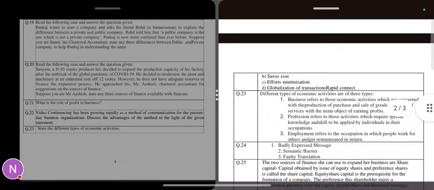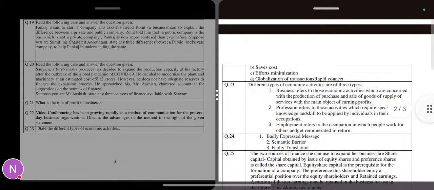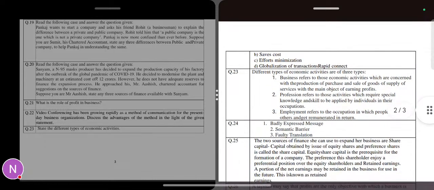Different types of economic activities are: first one, business refers to those economic activities which are concerned with the production or purchase and sales of goods or supply of service with the main objective of earning profit. And profession refers to those activities which require special knowledge and skills to be applied by individuals in their occupation. And employment refers to the occupation in which people work for others and get remunerated in return.